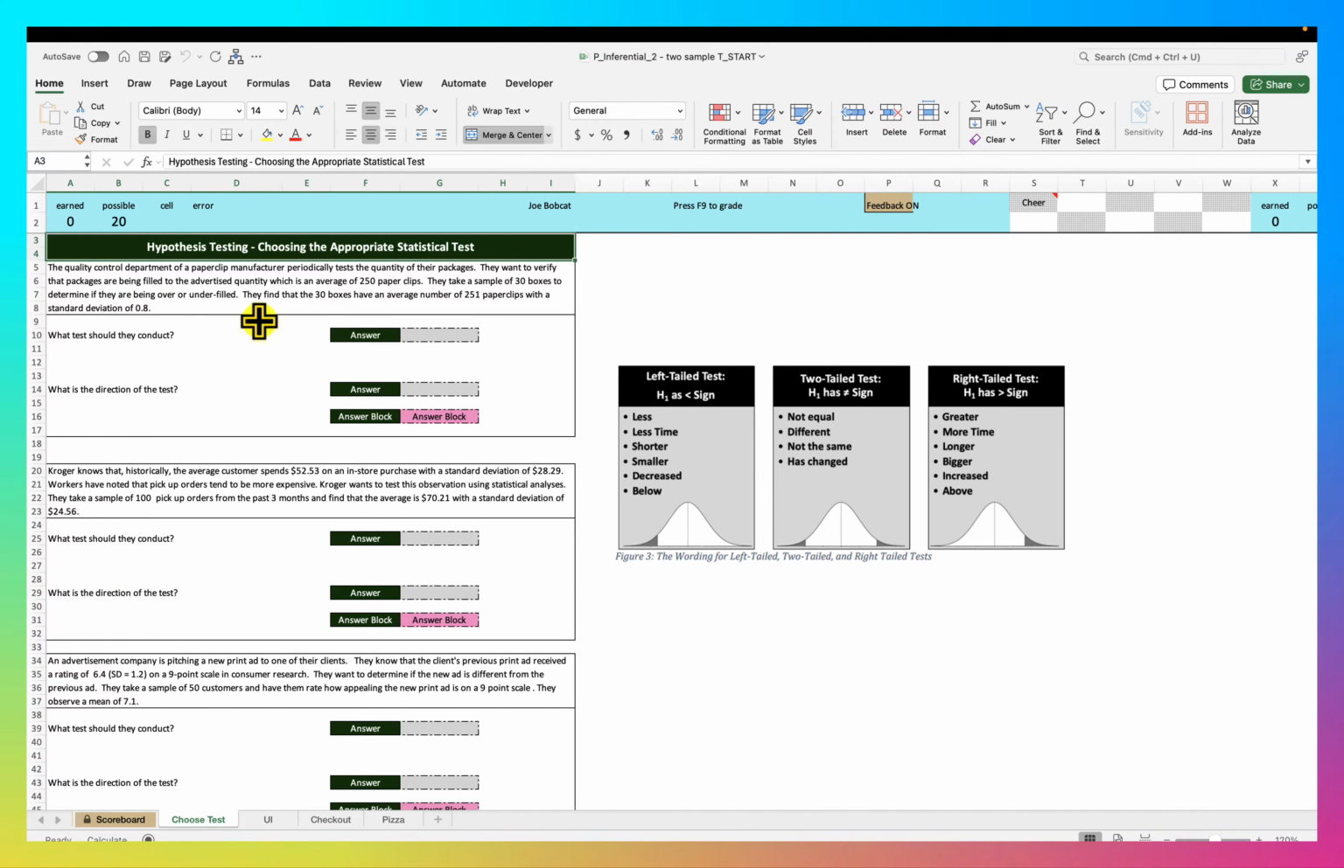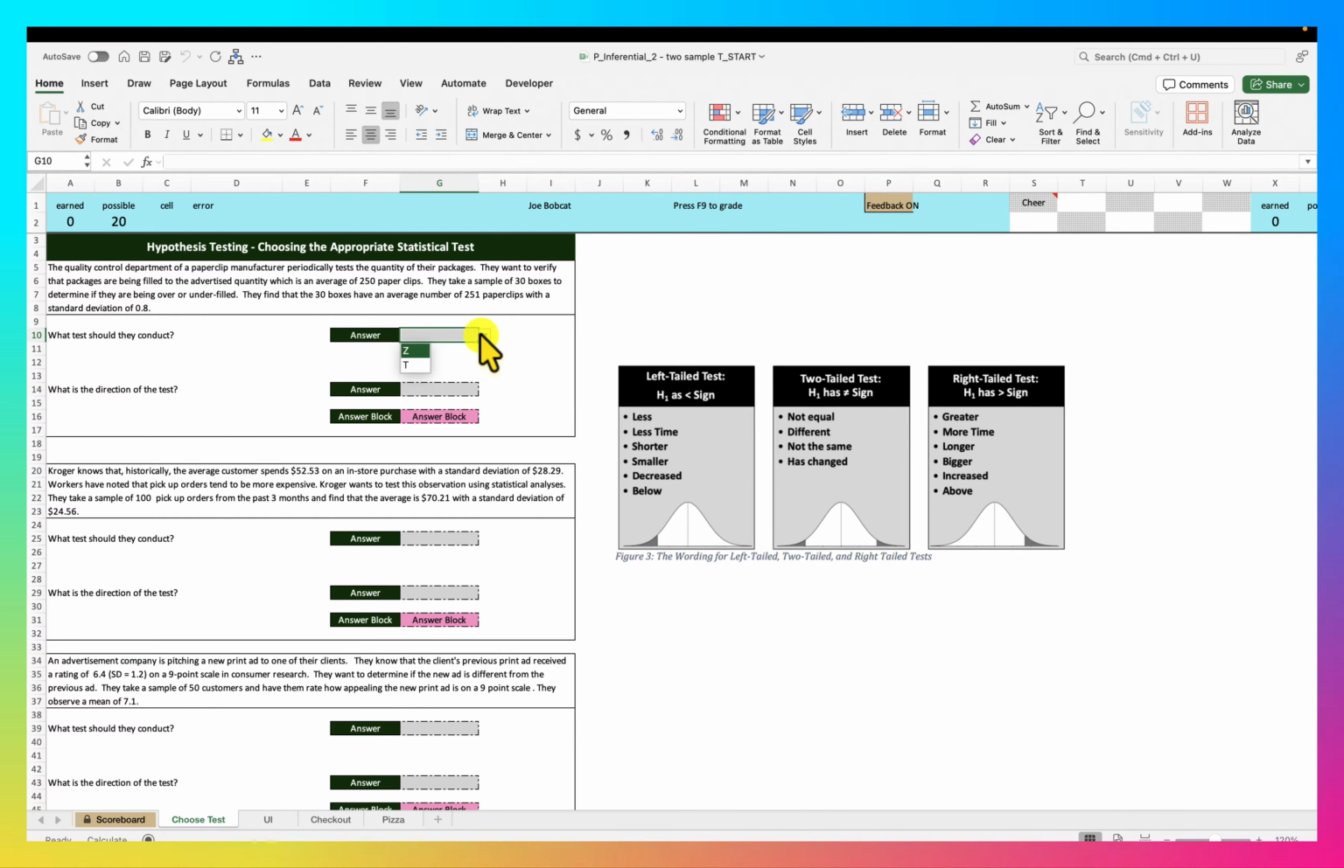The quality control department of a paperclip manufacturer periodically tests the quantity of their packages. They want to verify that packages are being filled to the advertised quantity, which is an average of 250 clips. They take a sample of 30 boxes to determine if they are being over or underfilled. They find that the 30 boxes have an average number of 251 paper clips with standard deviation of 0.8. So what test should they conduct?